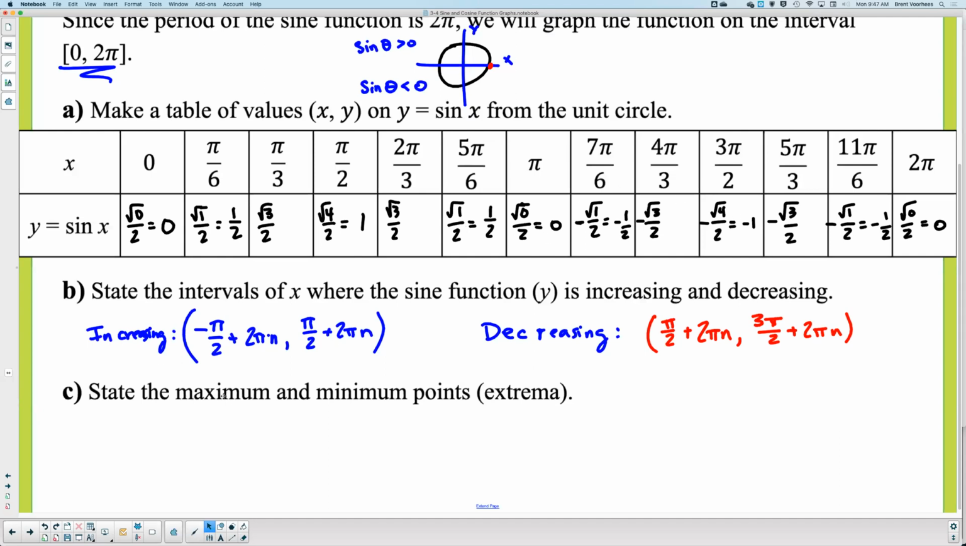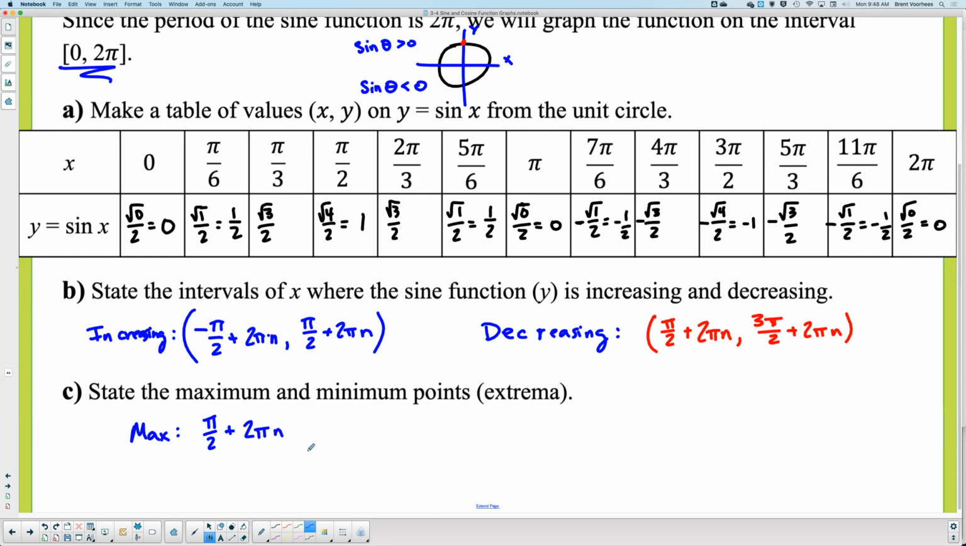Where does the maximum occur? Where do we say the maximum occurs? Where was the maximum on this unit circle? Where is the highest y value? At pi over 2. And it's not just pi over 2 and only pi over 2. Every time you do a full 2 pi, making a full revolution, you'd have another one. So put 2 pi n in.